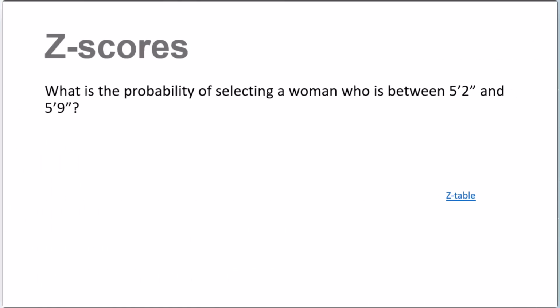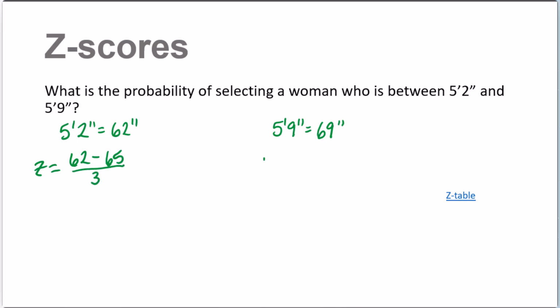So within this same population of women, what's the probability of selecting a woman who's between 5'2" and 5'9"? So if I want to do this using z-scores, I need to calculate the z-score for each of these heights. I'm first going to put these in terms of inches. 5'2" is 62 inches. 5'9" is 69 inches. And so I'm going to calculate our z-score for the lower height. This would be 62 minus the mean, which was 65, divided by the standard deviation, which was 3. And those values are just coming from earlier in the example.